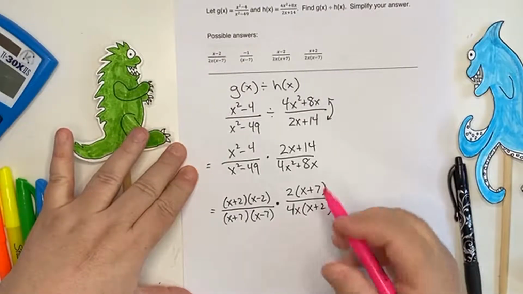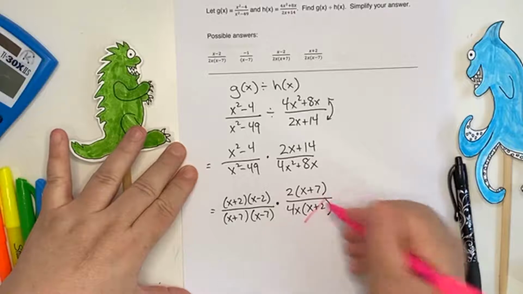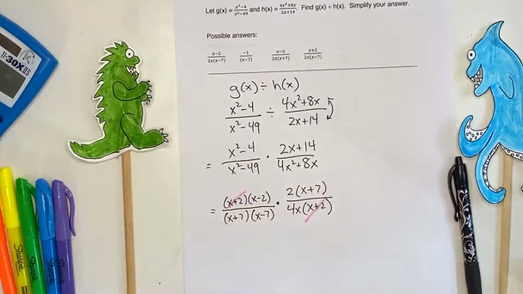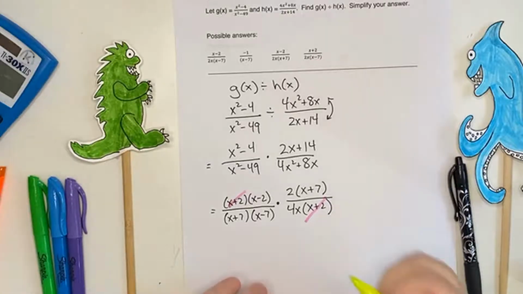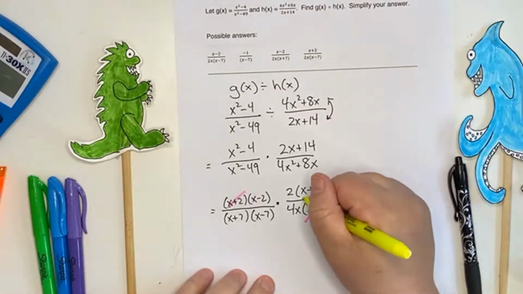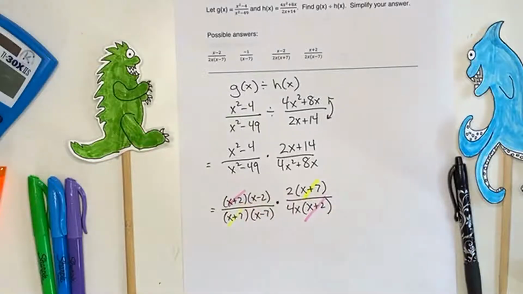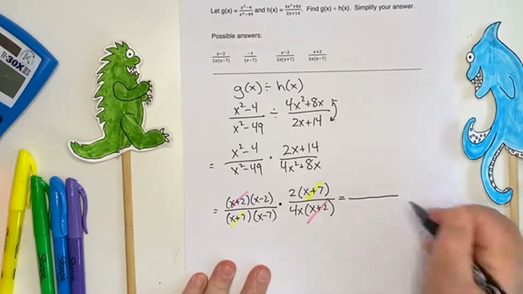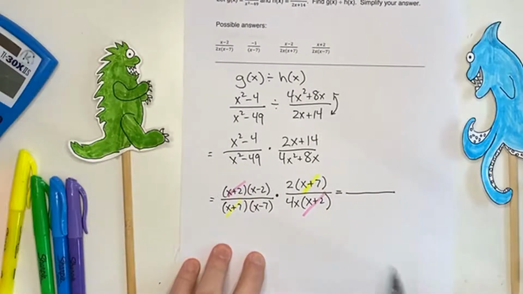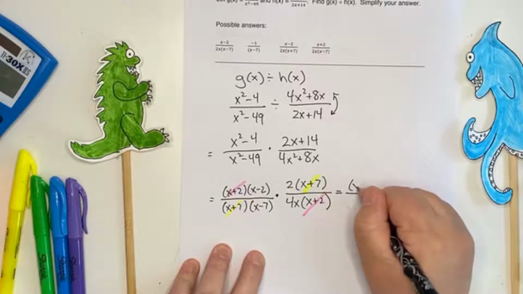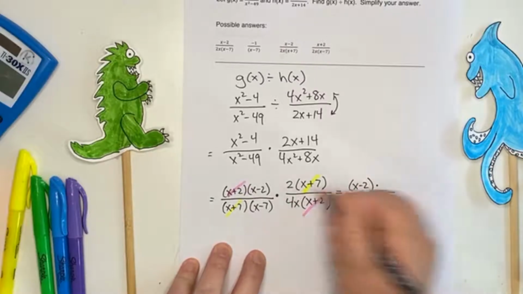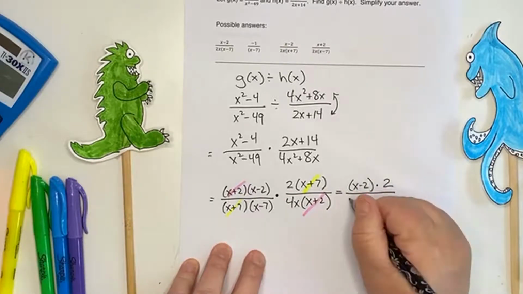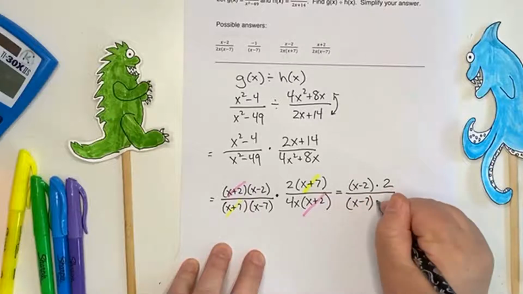Okay, let's start canceling. Here we go. X plus 2, x plus 2. Anything top to bottom can cancel. Sorry about Smeary Town. There's x plus 7, x plus 7. Now, I know a lot of you are about to scream. Don't scream. It's okay. I know what I'm doing. I'm a professional. I've got x minus 2 and 2 up top, and then x minus 7 and 4x.